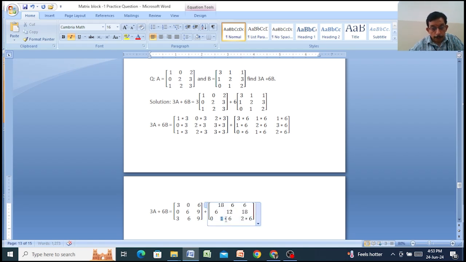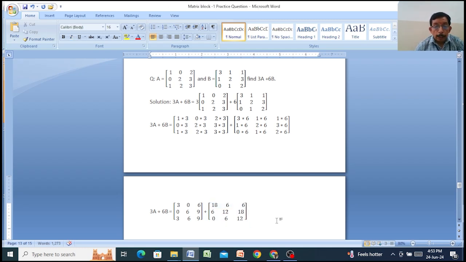1 multiplied by 6, result is 6. Write down in the same position. 2 multiplied by 6, result is 12. Write down in the same position. Now the second matrix is also solved. Then the scalar multiplication is complete.